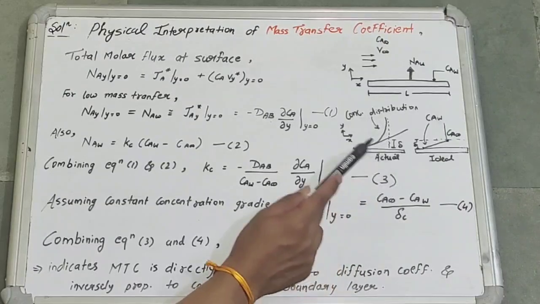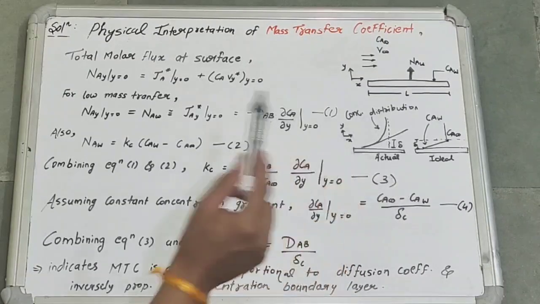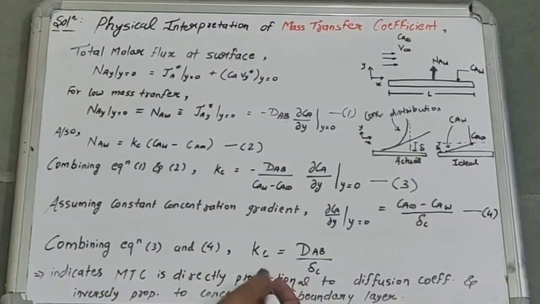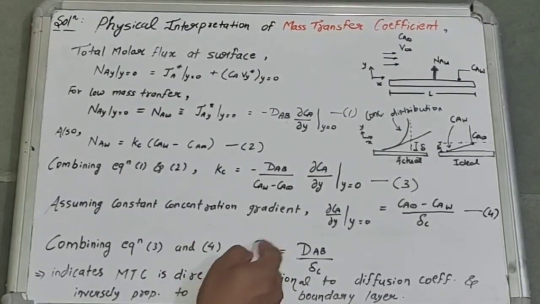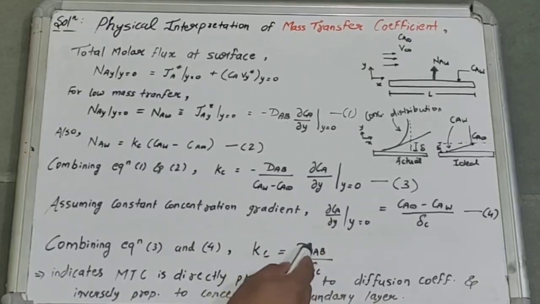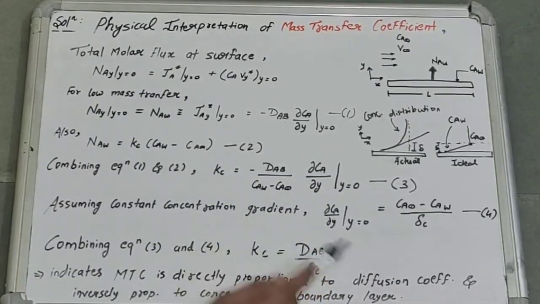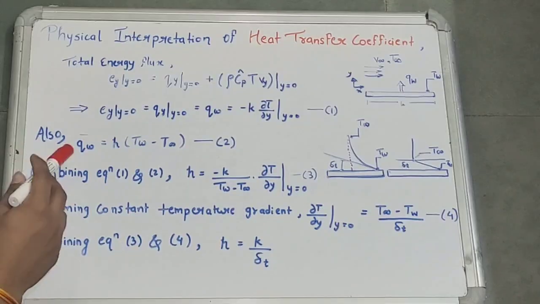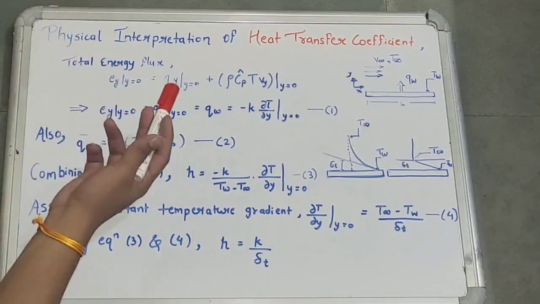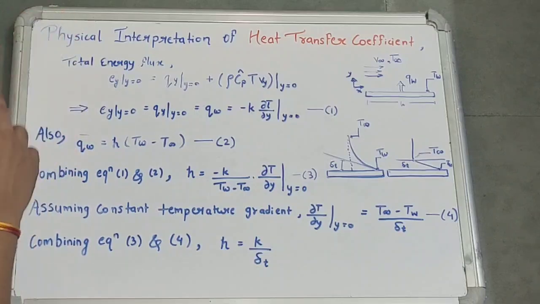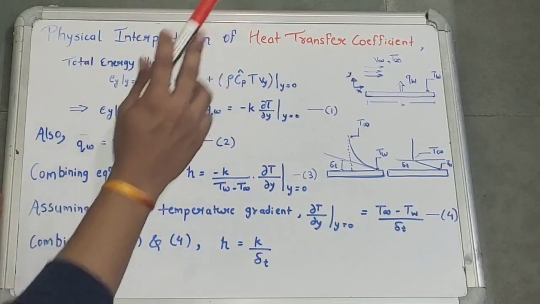Now, combining equation 3 and equation 4, we get Kc is equal to DAB by delta C. This indicates that mass transfer coefficient is directly proportional to the diffusion coefficient and inversely proportional to the concentration boundary layer thickness. So, as we have seen physical interpretation of friction factor and mass transfer coefficient, now we are going to see the physical interpretation of heat transfer coefficient.